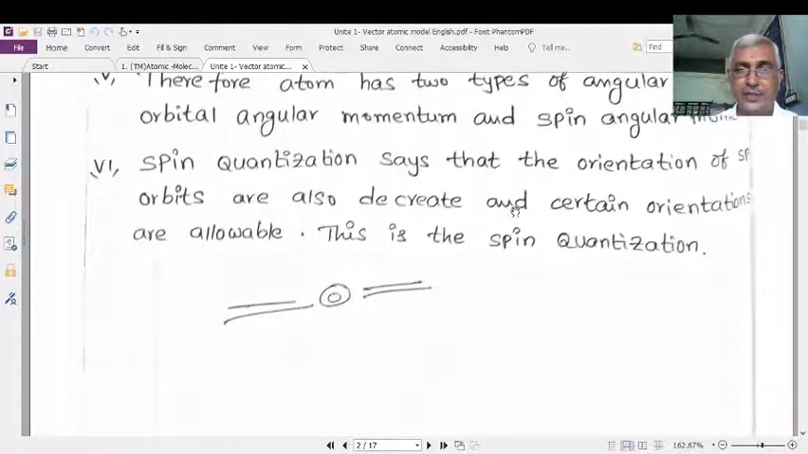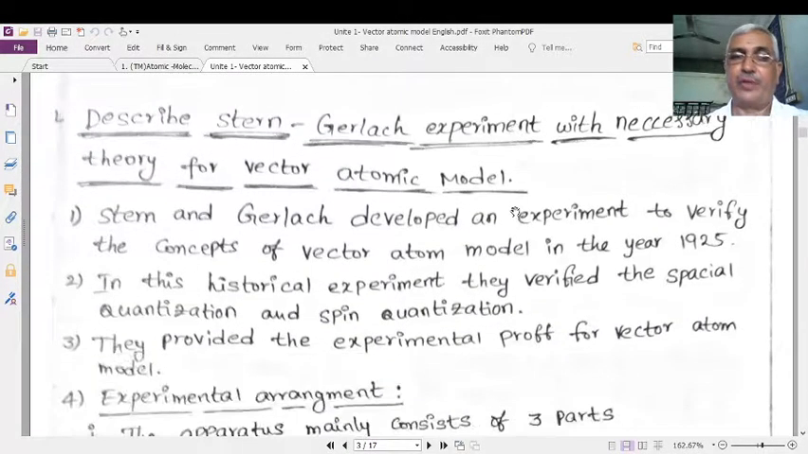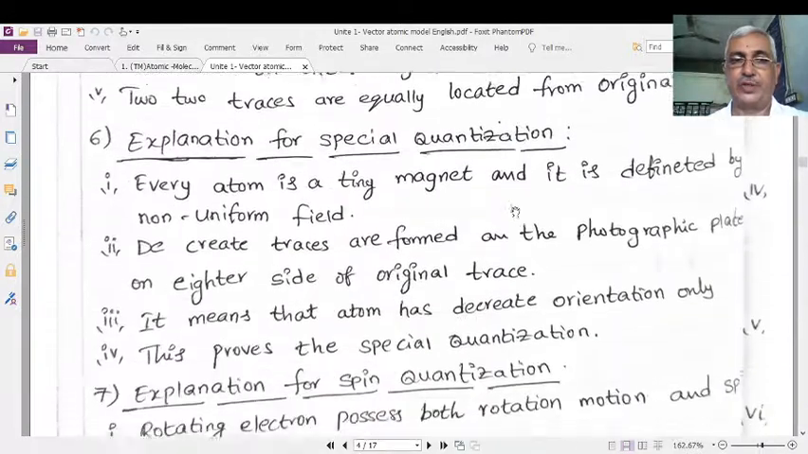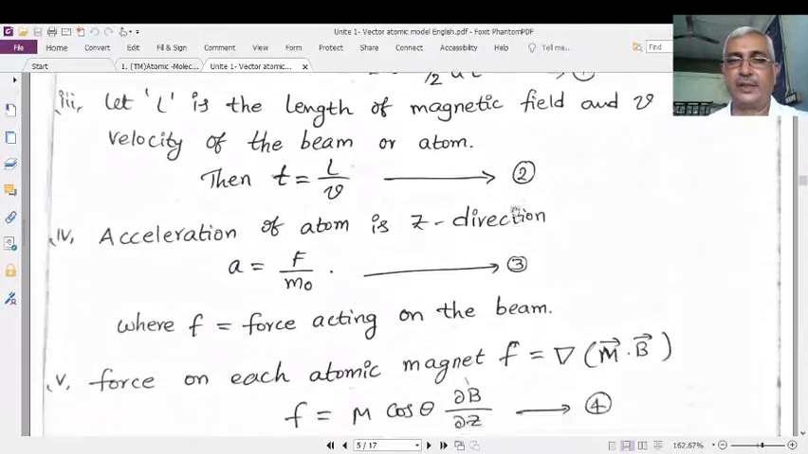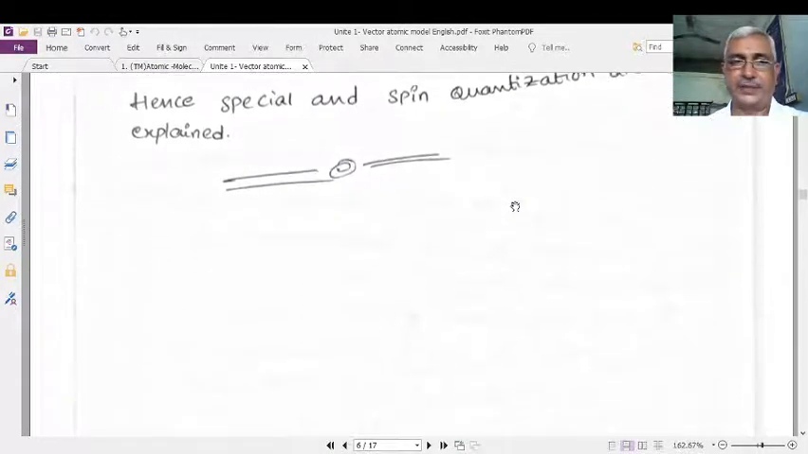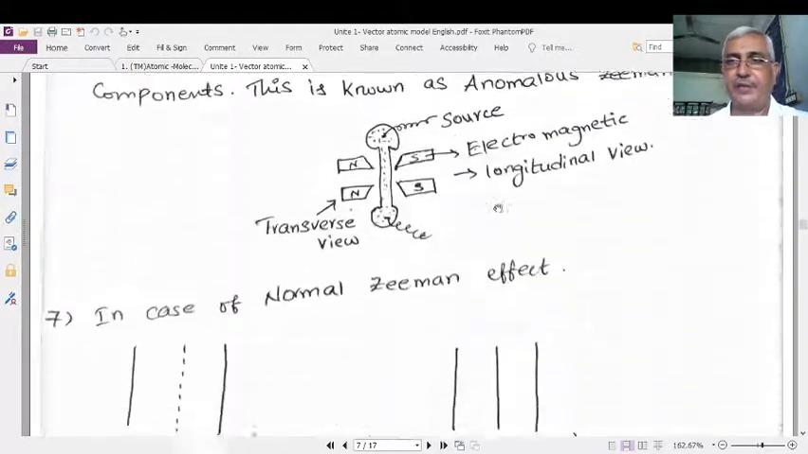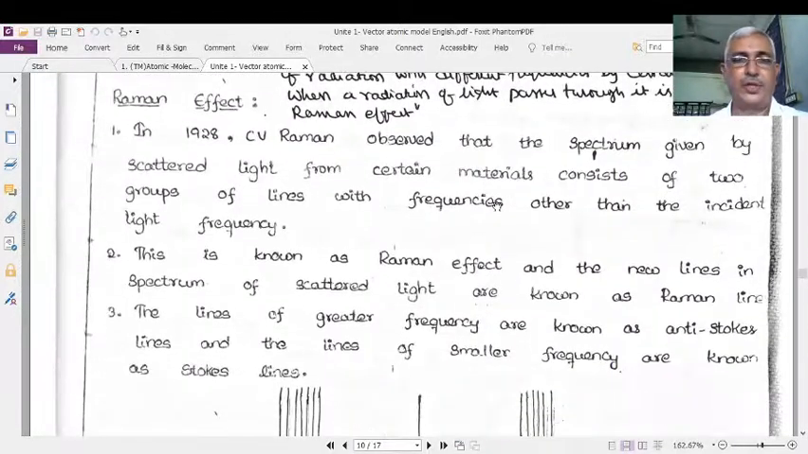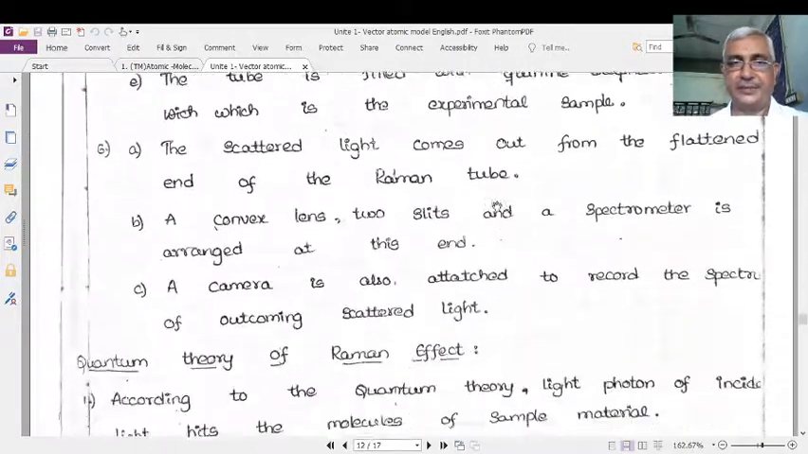Right. With this hypothesis, they developed 7 quantum numbers which are associated with the vector atom model. What are these quantum numbers? Quantum numbers give the arrangement of the electron, or the state of the electron in which it is lying or presenting.